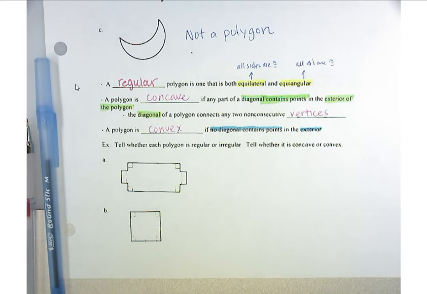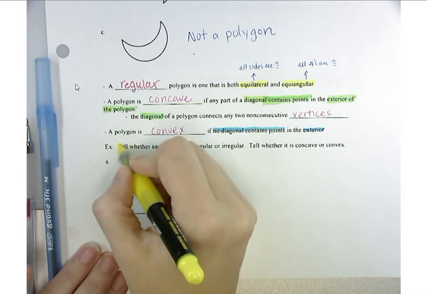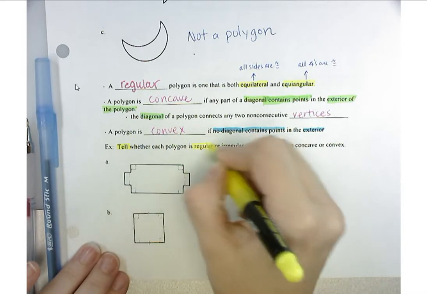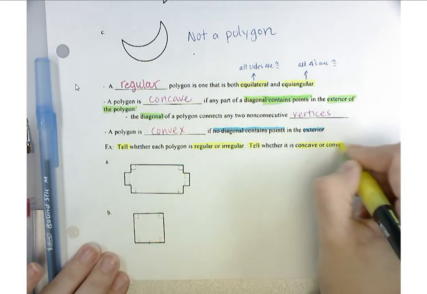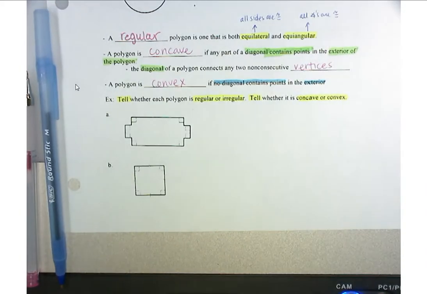And what we're going to do for our first example is tell whether each polygon is regular or irregular. Tell whether it is concave or convex. Okay, so for the directions, we have to tell if it's regular, irregular, and we have to tell whether it's concave or convex. Yes, Julie. Wouldn't it be like, isn't concave like when it's on the inside? The concave, yes, you'll have points where it caves in. So then why does it say they contain points that are on the exterior? It's of the diagonal, so we just haven't talked about it with our shape yet.